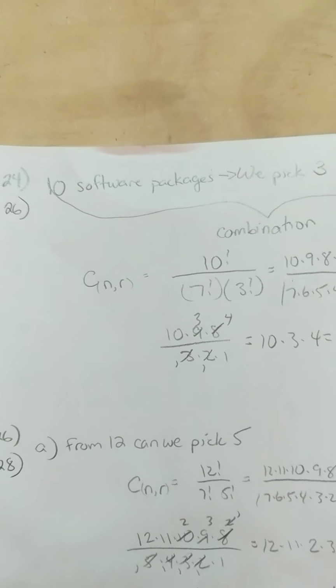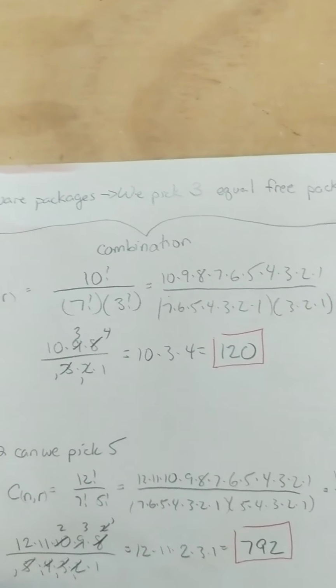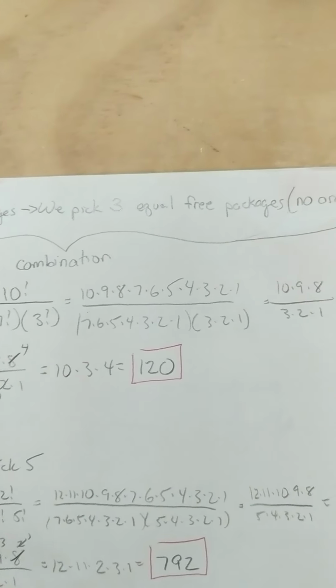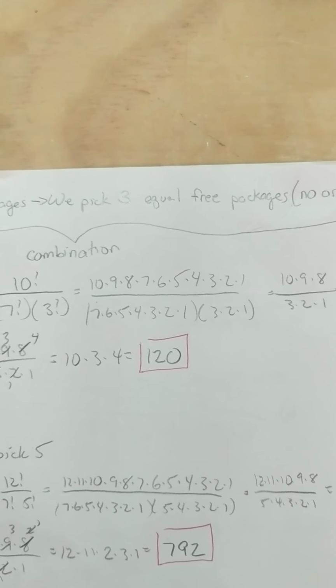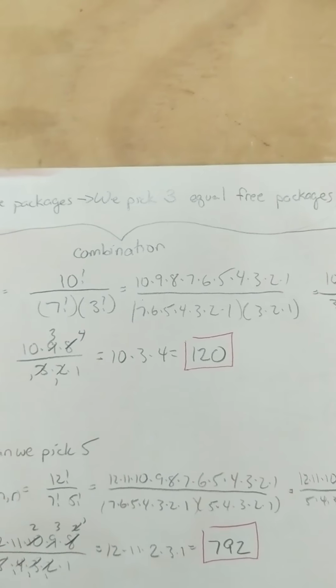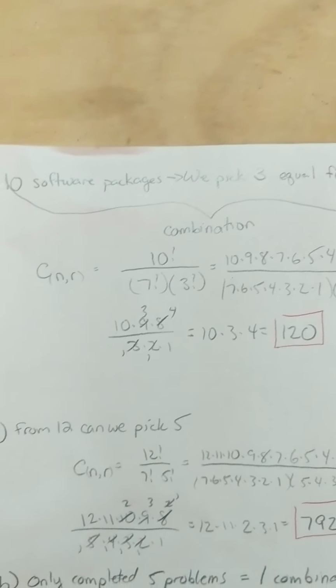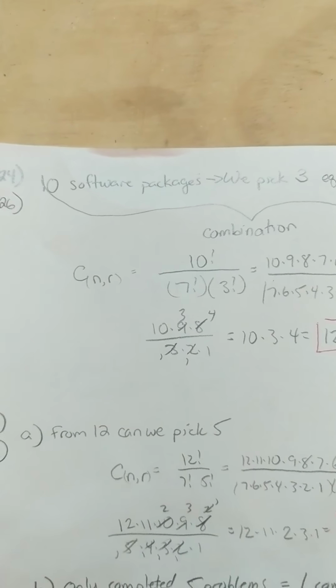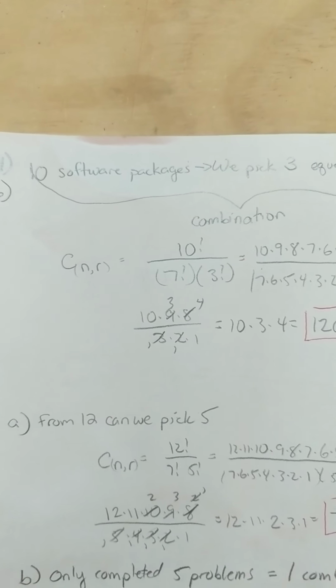Next up, we had 10 software packages. We want to pick 3, but they're just free packages. There's no order: you get a free software package if you get selected, and the next person gets the same free package. So that's a combination, because as long as you're selected, that's all we're looking for.